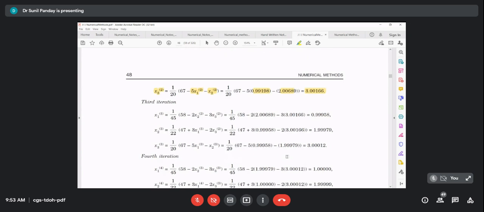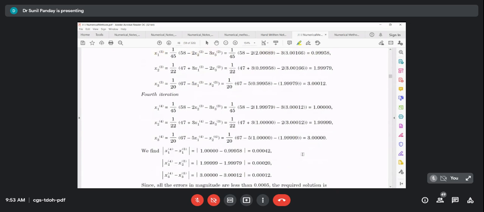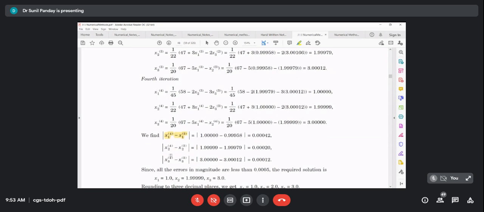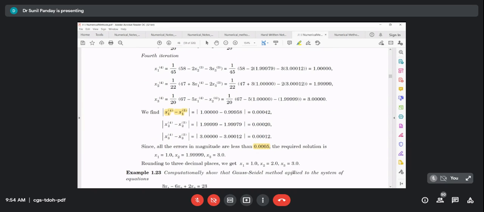So similarly, we perform the third iteration and the fourth iteration, and we find that the difference between the two consecutive approximated values of x1 is this one, and this one, and this. Since all the errors in magnitude are less than this, the required solution is this one. So we will stop here because this is the stopping criterion in this particular example.